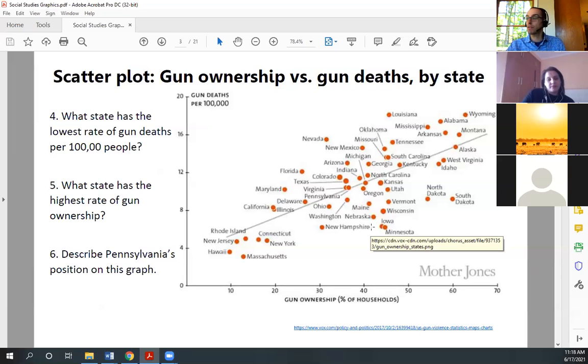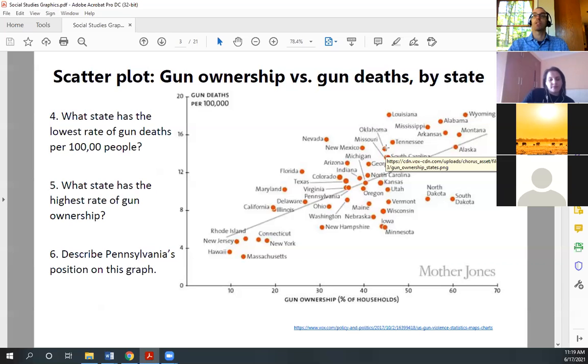There are some differences, right? Minnesota down here and Louisiana up top look to be about the same side to side, right? These two, Louisiana, Minnesota. But Minnesota has, let's kind of draw a line across, maybe 6 gun deaths per 100,000, whereas Louisiana has 18.